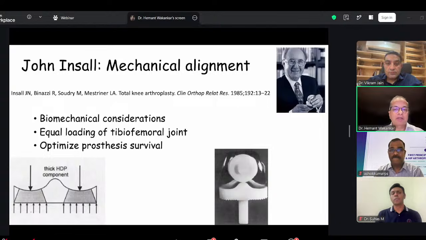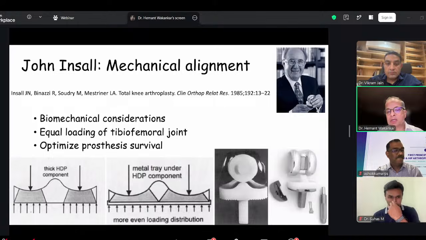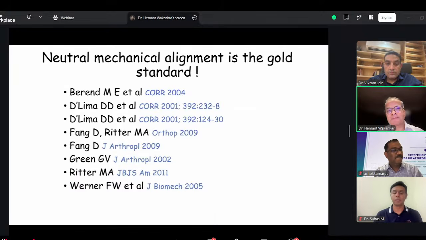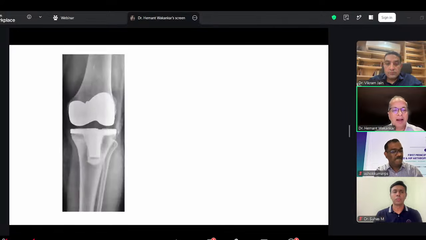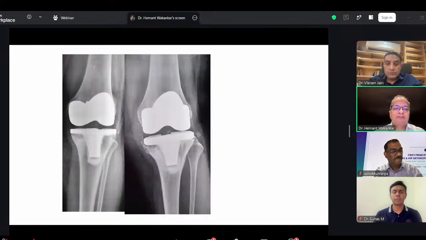So it started with John Insall. This is how he started. He basically wanted to protect the components, because he was trying to protect the all-poly IB1 that was introduced, and later on IB2 that came about, that had metal backing on the tibial side. So historically, you will see hundreds and hundreds of papers talking about neutral mechanical axis as the gold standard. And the reason they talk about it being the gold standard is that many failures are seen with some degree of varus in the tibia. And you can say that this is historical.